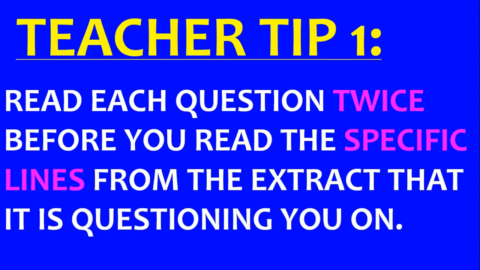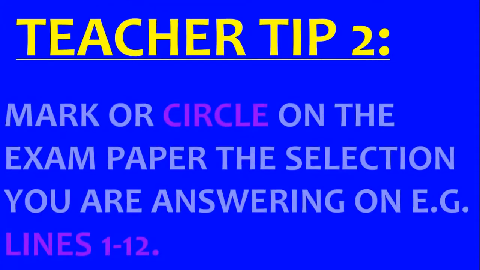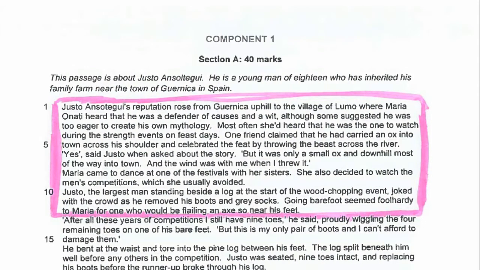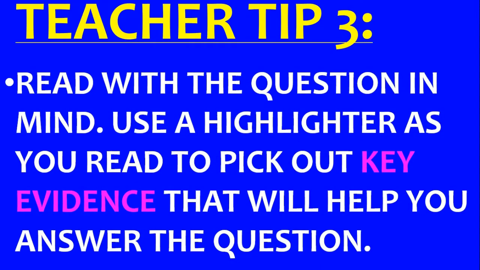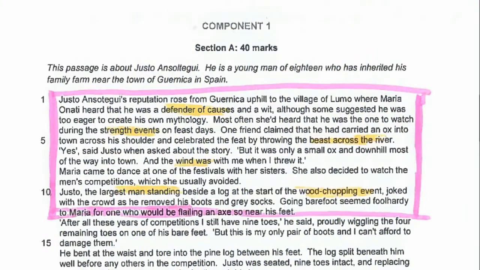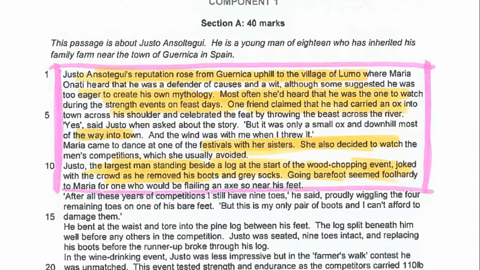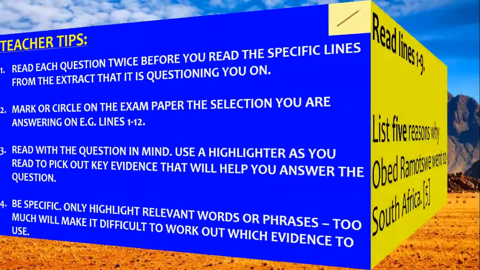So a few tips for this question. One is read each question twice before you read the specific lines, so you understand the right part of the text. Number 2, mark or circle in the exam paper the section you're answering on, e.g. lines 1 to 12. Doing it as a highlight like this makes it clear to you, and you also know that all of your answers have got to come from within this box. Tip number 3, read with the question in mind and use a highlighter as you read to pick out key evidence. Look at the yellow highlighter here, picking out key things for my question, but don't over-highlight, which is what a lot of students do. They almost highlight the whole thing. So only highlight key information, and there are our tips for this question.